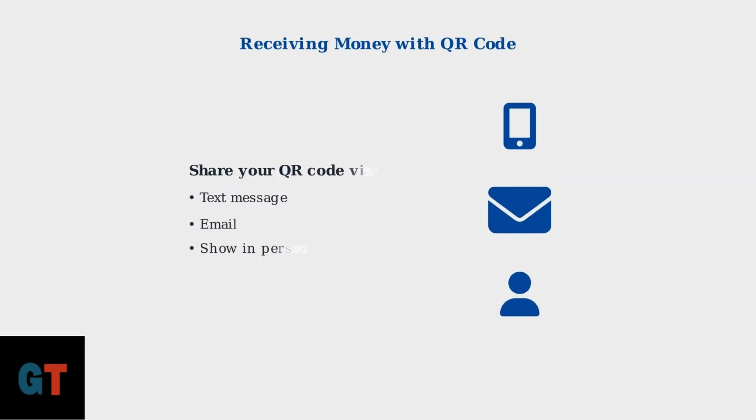Receiving money is even simpler. Just share your QR code with the sender via text message, email, or show it to them in person. Once the sender scans your code and initiates the payment, you'll receive an instant notification. The funds are typically available in your account within minutes, making it one of the fastest payment methods available.